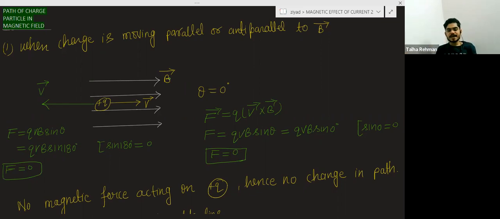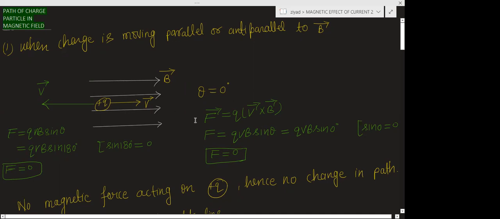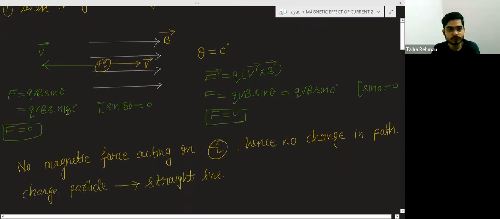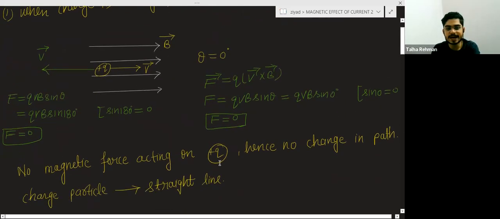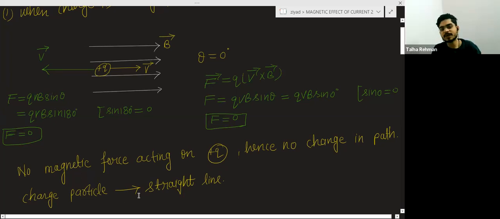So suppose anything is moving along a straight line and no force is acting on that thing, so the body will continue its motion in the straight line. Same is the case with the charge particle. This charge particle will continue to move in the straight line because there is no force on the charge particle. So you can say here, no magnetic force is acting on the charge plus Q. Hence, no change in path. Earlier the path is the straight line, then again the charge particle will follow the straight line.